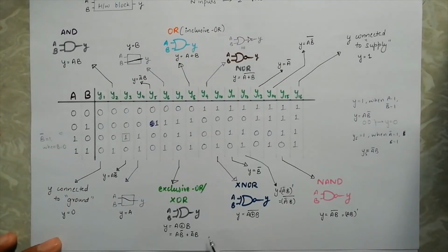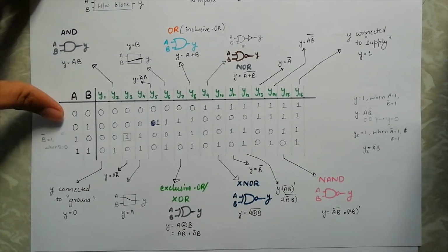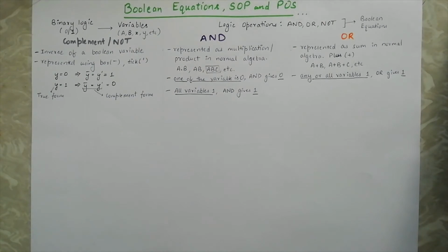Now for this equation of XOR, we see two product terms and a sum of them. So this is called the sum of products. Let's look at what it is exactly. First we need to define minterm and maxterm for it.